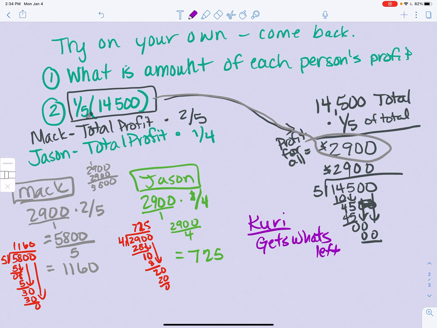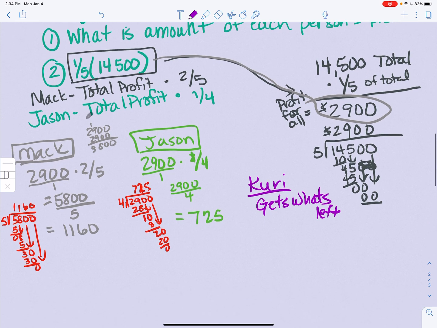So now let's think about some things. If she gets what's left, she gets what's left from 2,900. So I've got to do our original profit, 2,900, minus Mac's share, and minus Jason's share, or 725. It's hard to talk and work at the same time.